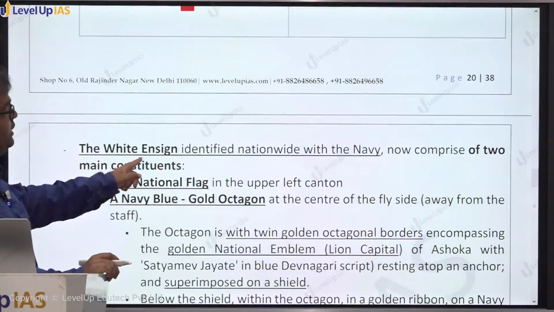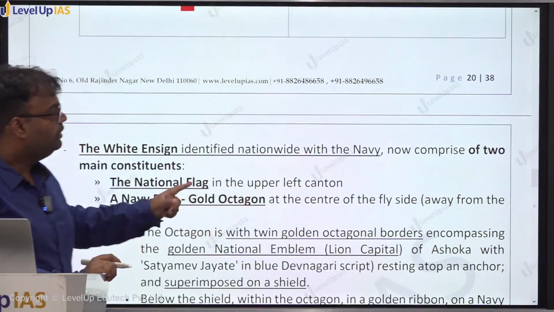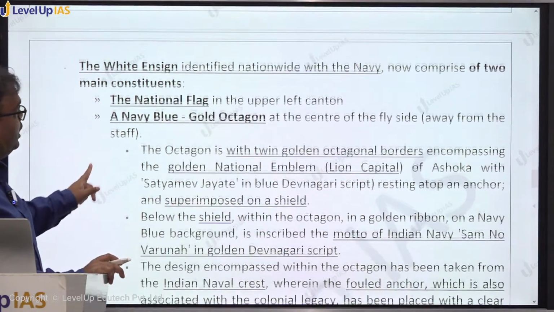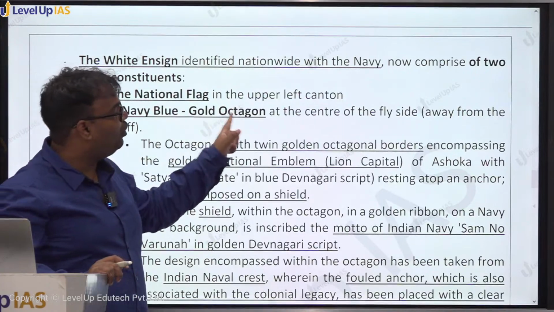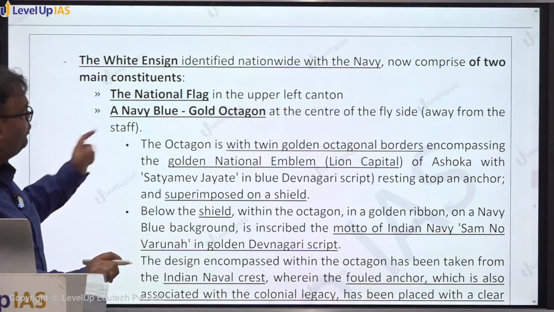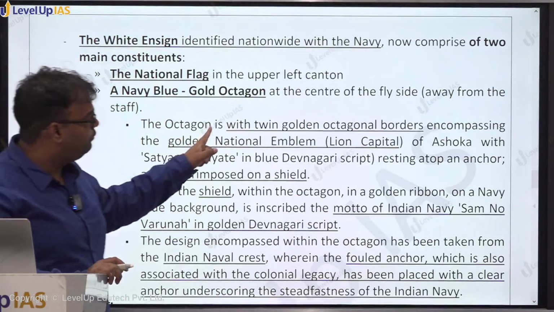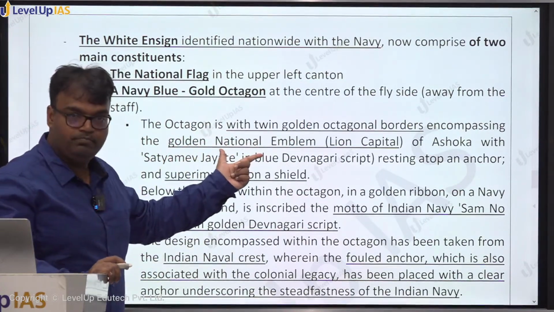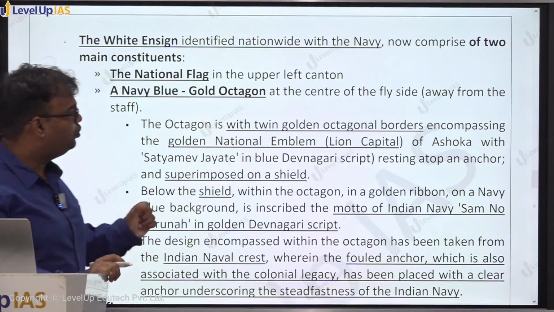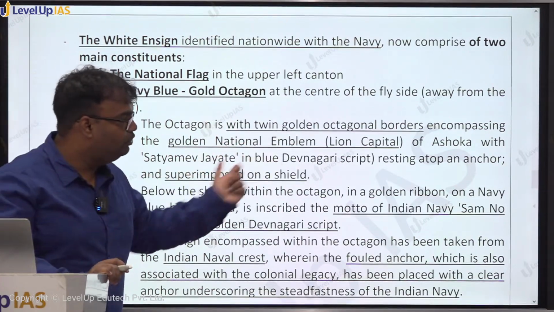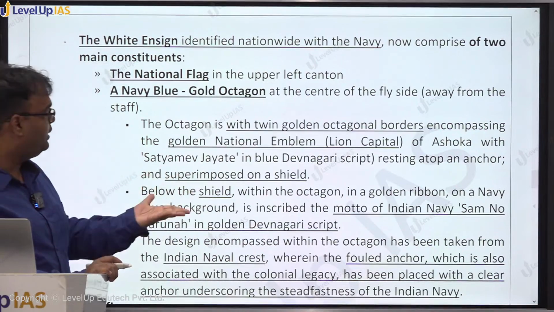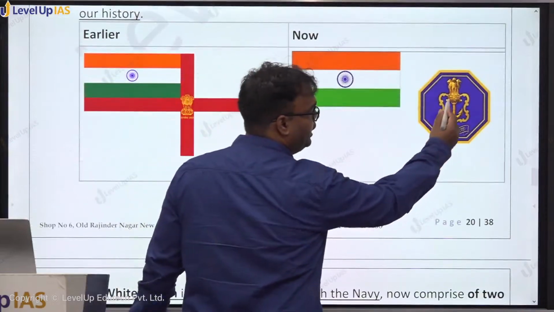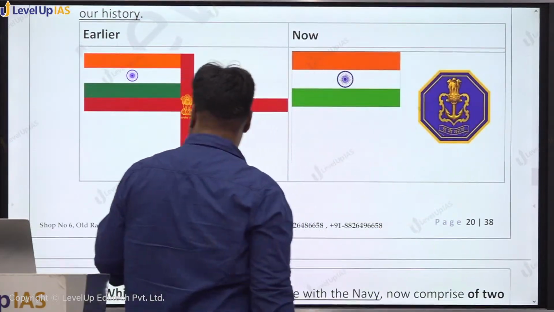The white ensign identifies nationwide with the navy, now comprised of two main constituents. The national flag is of course there in the upper left corner. The navy blue gold octagon at the center of the fly side, away from the staff. The octagon is with a twin golden octagonal border encompassing the golden national emblem. We saw the national emblem of Ashoka with Satyamev Jayate in blue Devanagari script resting atop an anchor superimposed on a shield. So you can see this anchor, you can see this shield.